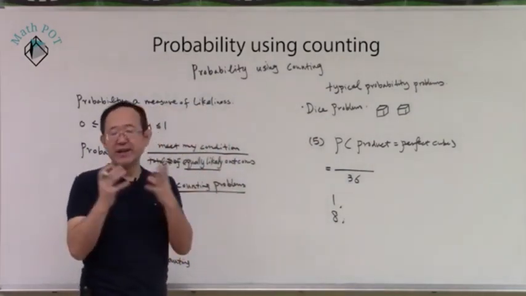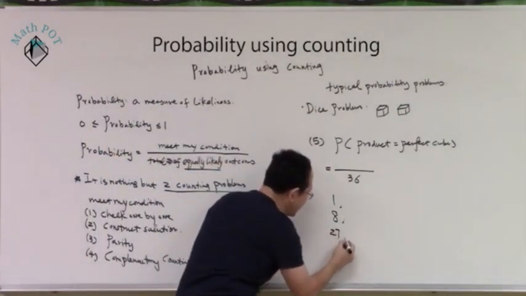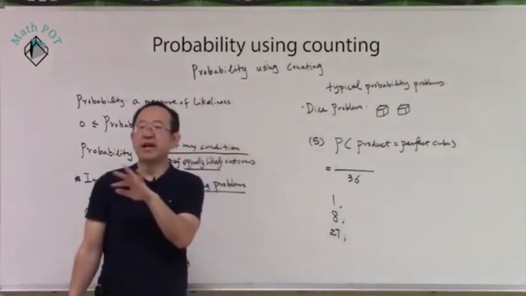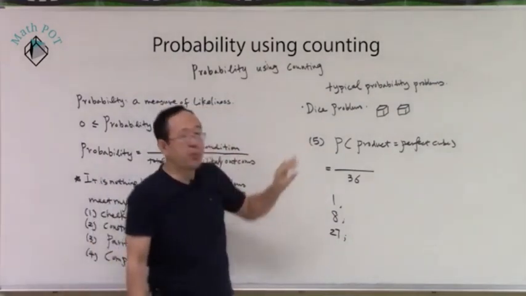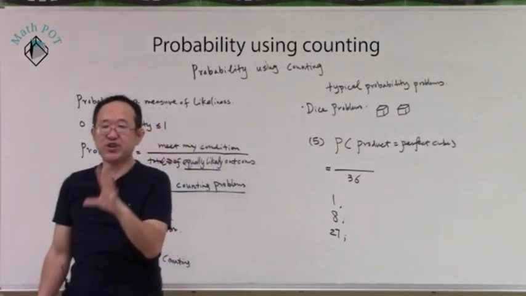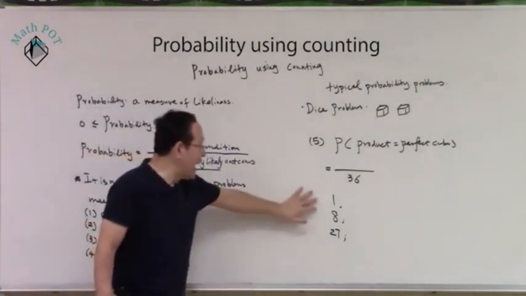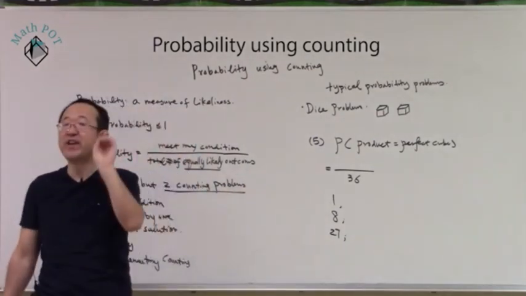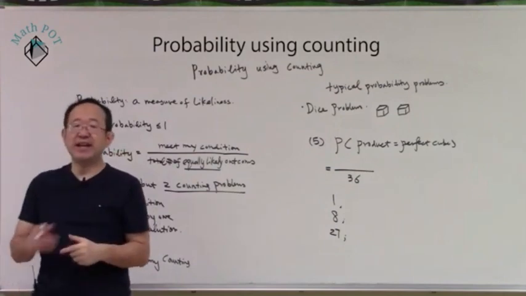So the next perfect cube is 3 times 3 times 3, which is 27. The next one is 4 times 4 times 4, which is 64. Clearly the largest possible product here is 6 times 6, which is 36, so there's no way we end up with 64. That means we can only have three possible perfect cubes. Let's figure out, for each one, how many ways to get that number.